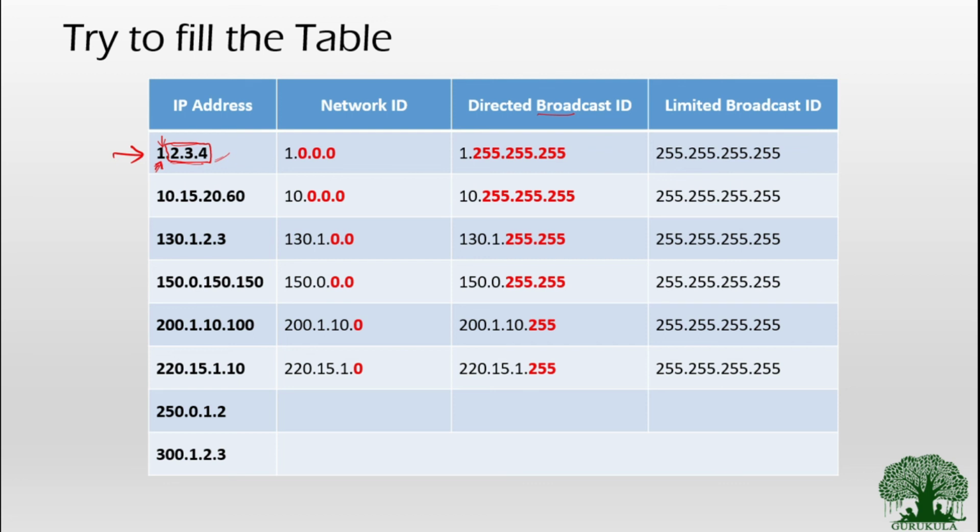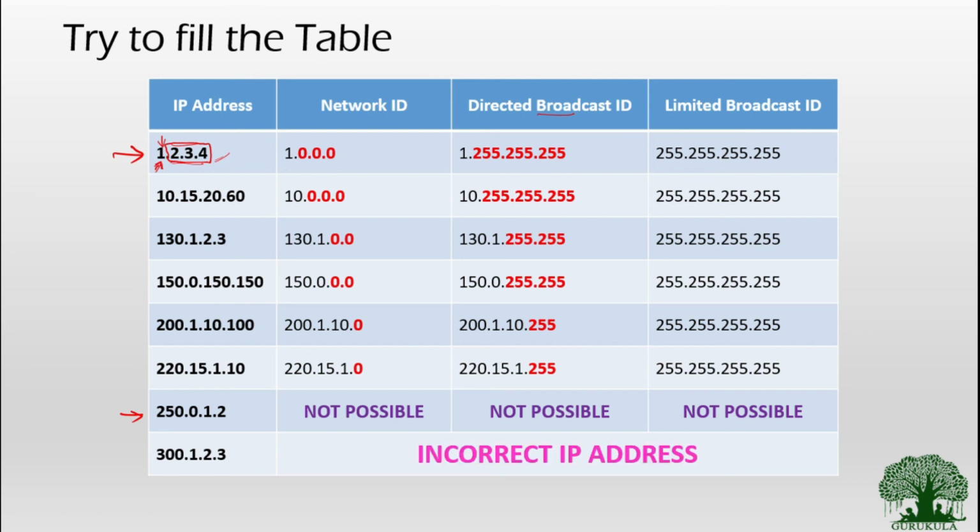Now an interesting thing comes. What will be the answer for 250.0.1.2? This does not belong to class A, class B or class C, so a net ID and broadcast ID is not possible as far as this IP address is concerned. And then the last IP address, 300.1.2.3, is an invalid IP address, because an IP address octet has a maximum value of 255. We have only 8 bits, and putting all ones in all 8 bits you will get only 255. So 255 is the maximum value that can appear in an IP address, and 300 cannot be possible.